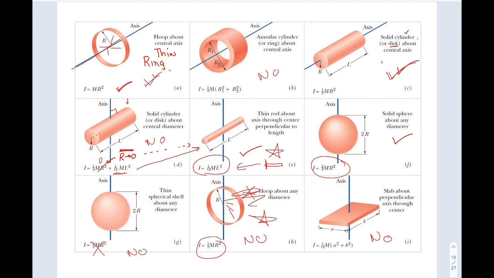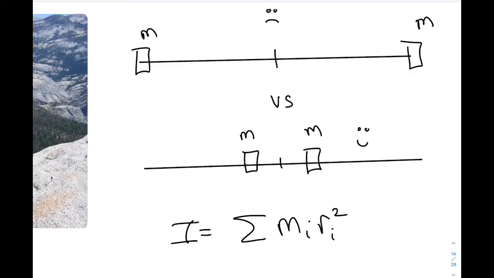Okay, so I got one disc and cylinder, and then the two sticks. Okay, I want to look at another example of moment of inertia. So this is the example we did. We had two masses far from the axis of rotation, two masses close in.